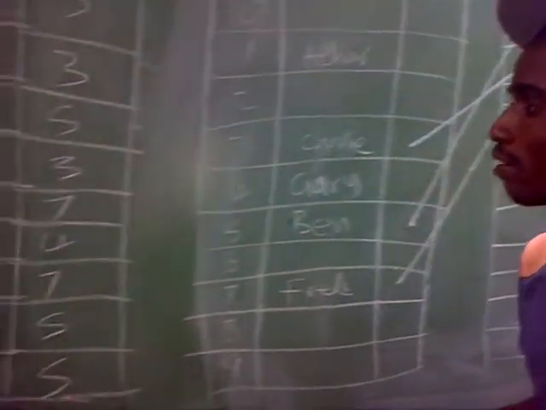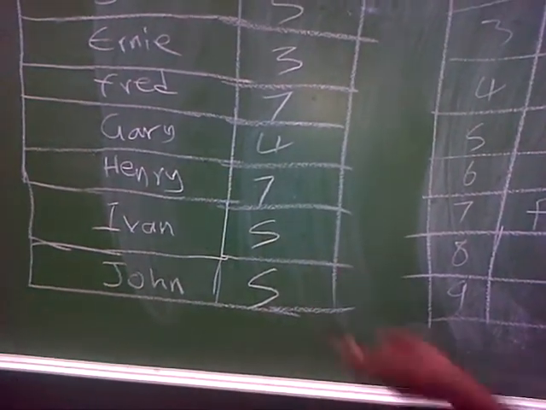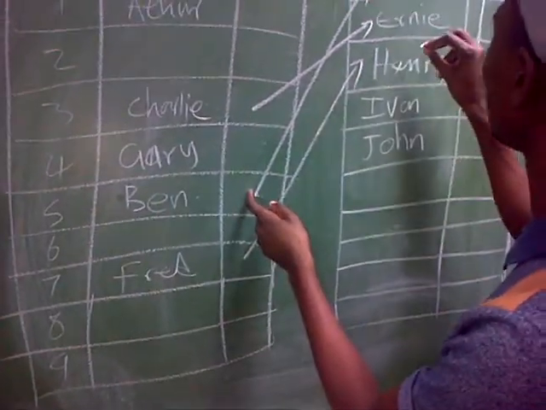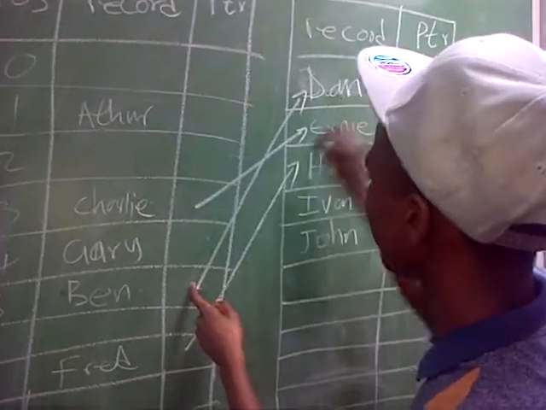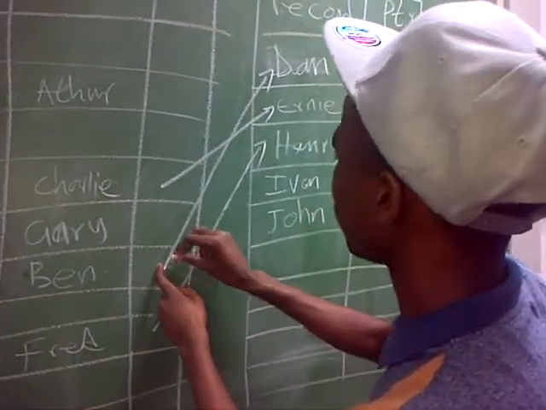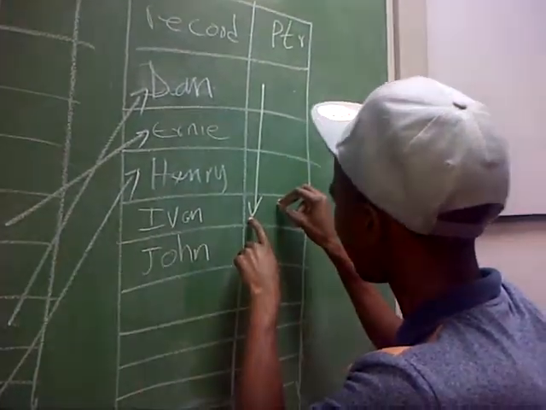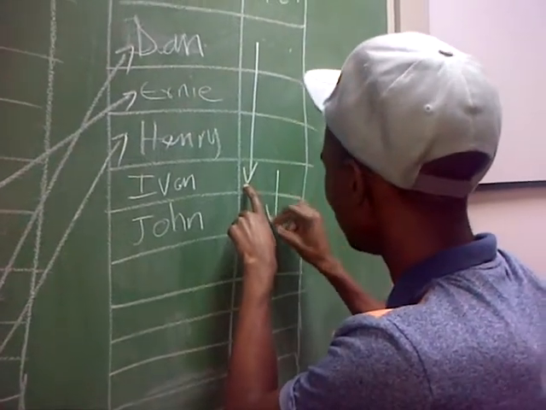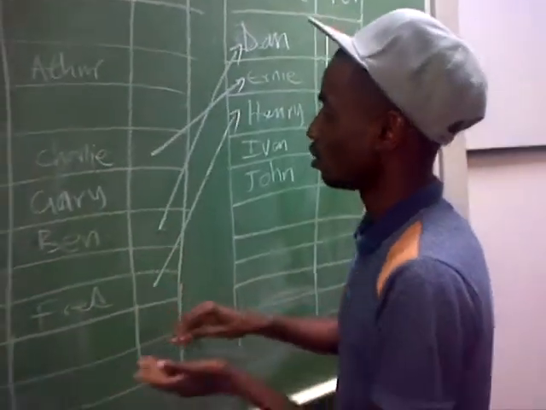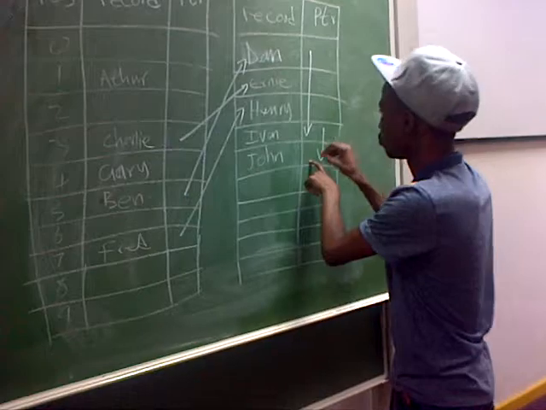Let's check if we still have another collision. Yes, we still have another collision from Ivan to John. So you're not going to go from Ben to Dan, then Ben to Ivan, and Ben to John. It goes like this: Ben, Dan, Ivan. Then from Ivan, you go straight to John. That's how the 4 collisions go, from Ben to Dan to Ivan to John.